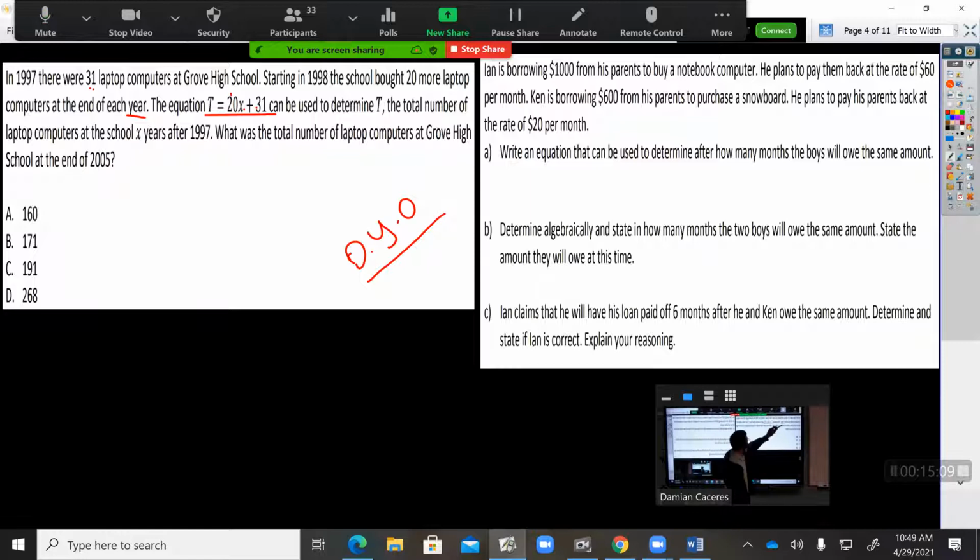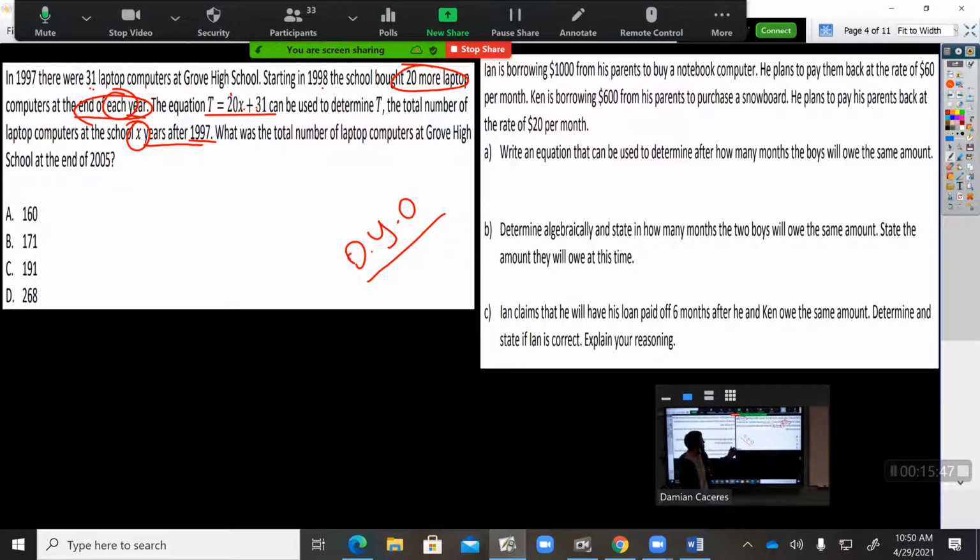So let's continue. In 1997, there were 31 laptops. Starting in 1998, they bought 20 more laptops at the end of each year. Each means multiplication. Whenever you read a multiplication word, what belongs there? A variable. So in this case, they tell you what variable to use. X is the years after 1997. Up there it said 1998. That's not the number you're using. X represents years after 1997.